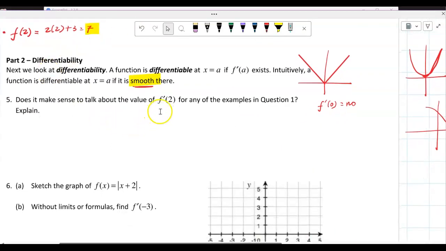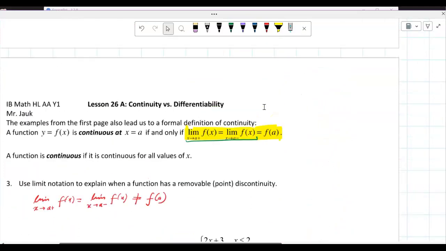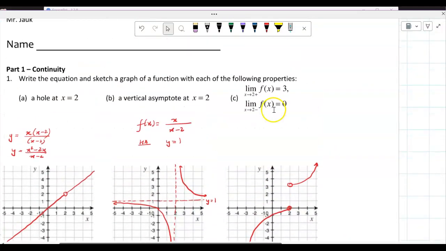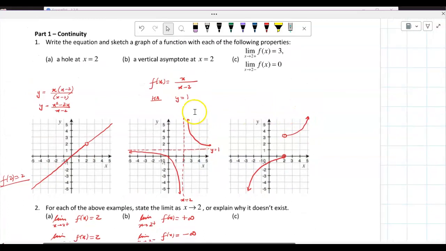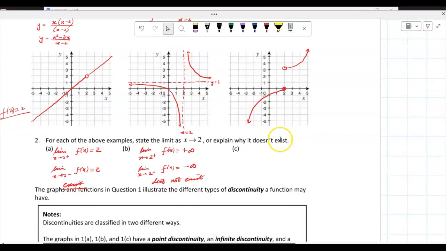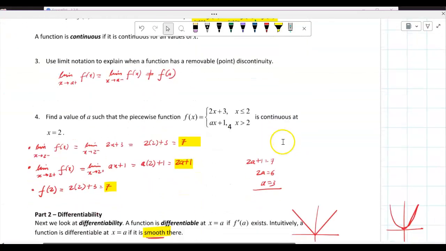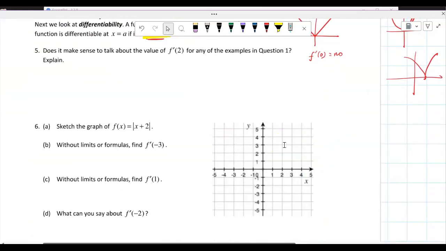Does it make sense to talk about f dash of minus 2 for any of the examples in question 1? Will the derivative exist here? There's a hole. If you don't plug the hole, the derivative won't exist, because it's a hole. So it doesn't exist at holes. For the derivative to exist, the function has to be continuous. That is one of the conditions.